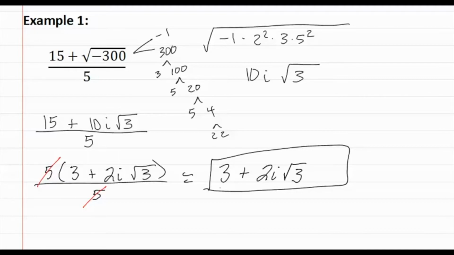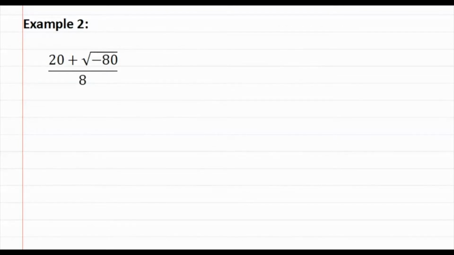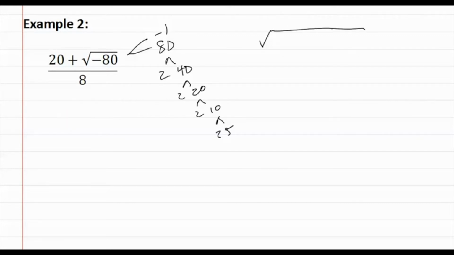Let's look at example 2. Here's example 2. Once again, we need to start by simplifying the radical, where we have -80. First, we get a -1 and an 80, and then we can break the 80 down further to 2 and 40, 2 and 20, 2 and 10, and 2 and 5. Which gives us under the radical a -1, 2 to the 4th, and a 5.